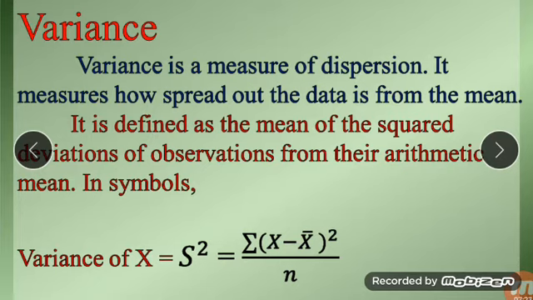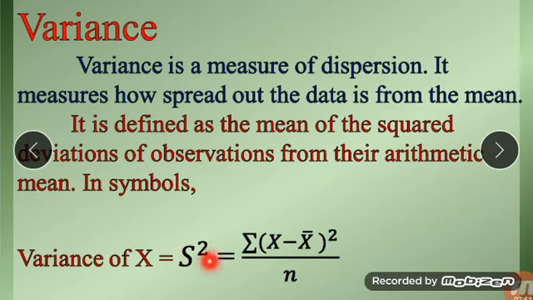We have another measure of dispersion here known as variance. Variance is a measure of dispersion. It measures how spread out the data is from the mean. If we are interested in knowing the dispersion of observations from the mean, from the average value, we can calculate variance. It is defined as the mean of the squared deviations of observations from their arithmetic mean.